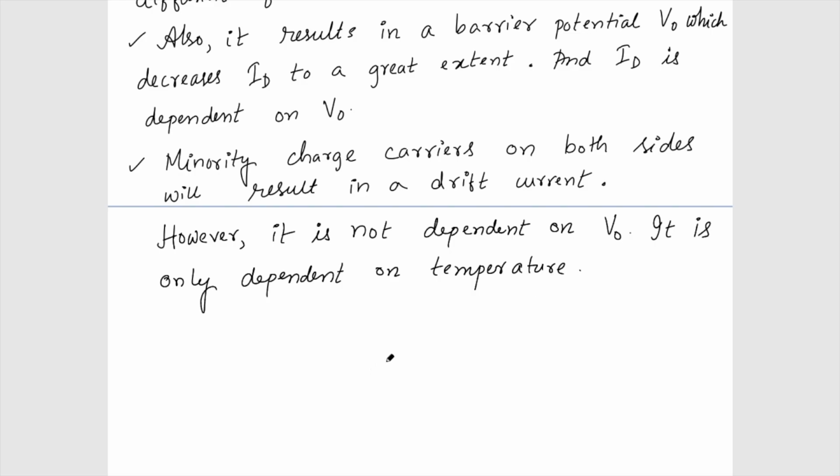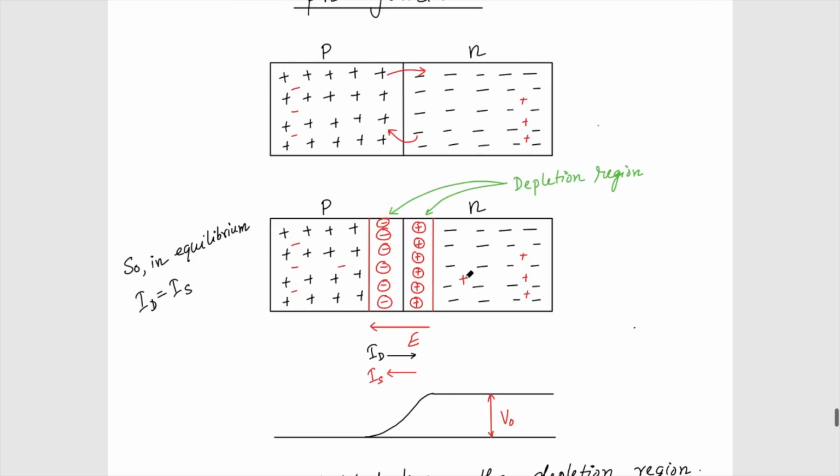So it is dependent on the temperature, because we know that the concentration of the minority charge carrier is dependent on the temperature. So the higher the temperature, the more covalent bonds will break and the more minority charge carriers will be generated, and it will lead to an increase in this current Is. More of these minority charge carriers will come and increase this current Is because of the increase in temperature.